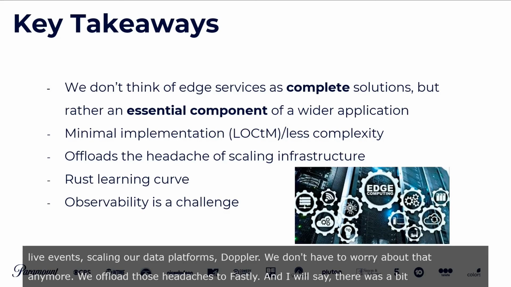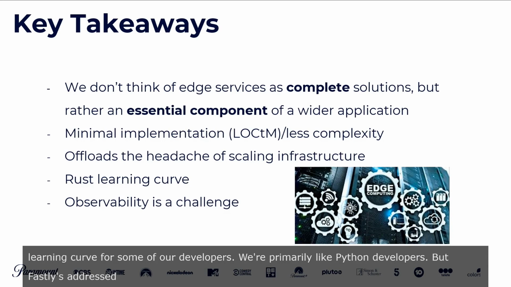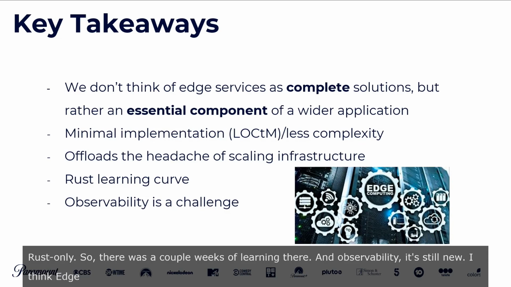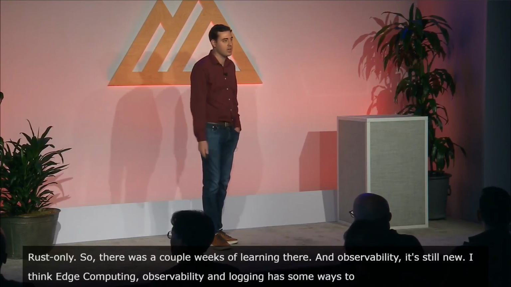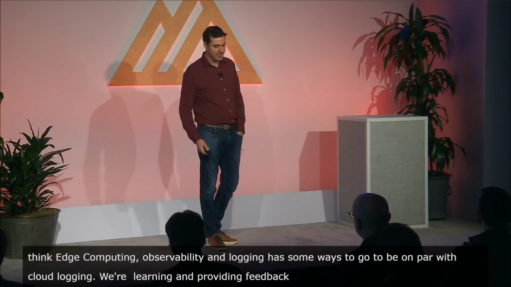And I will say there was a bit of a Rust learning curve for some of our developers. We're primarily Python developers, but Fastly's addressed that. They're offering more language support. When we built this, it was Rust only, so there was a couple weeks of learning there. And observability, it's still new. I think edge computing observability and logging has some ways to go to be on par with some cloud logging. But we're learning and providing feedback to Fastly.